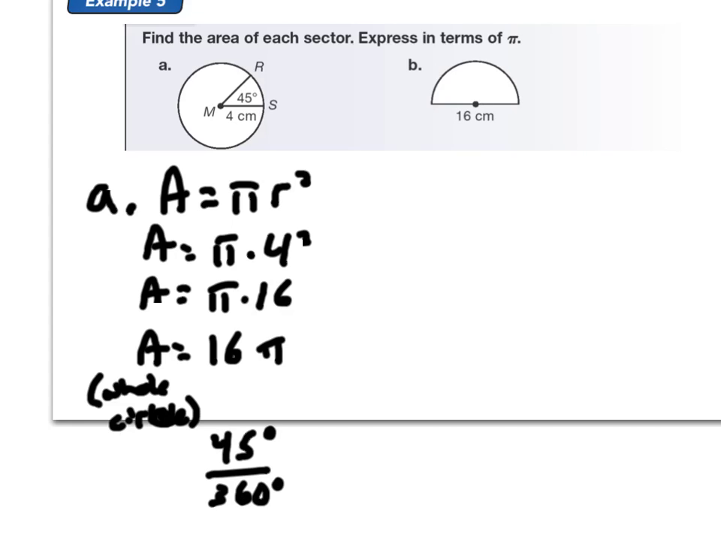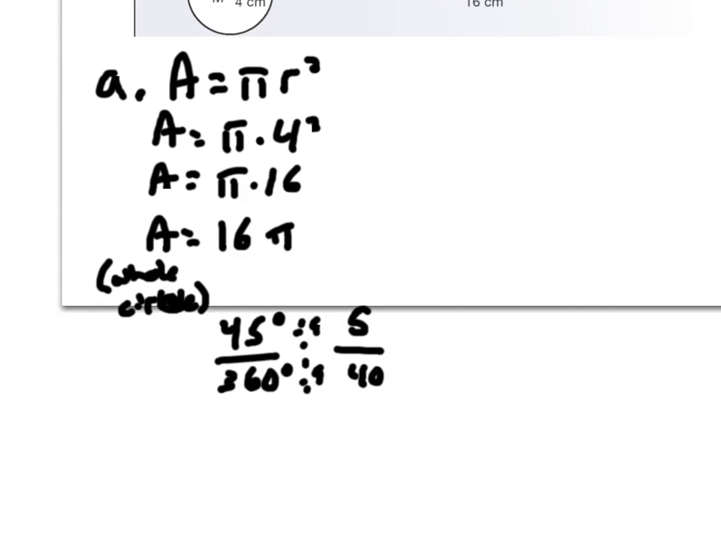Well, 45 divided by 9 is 5. Okay? And 360 divided by 9 is 40. So that reduces down to 1/8. Okay? So our sector is 1/8 of the circle.